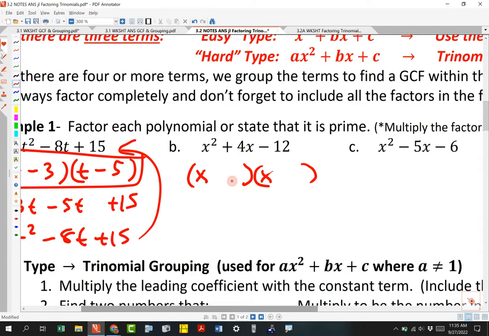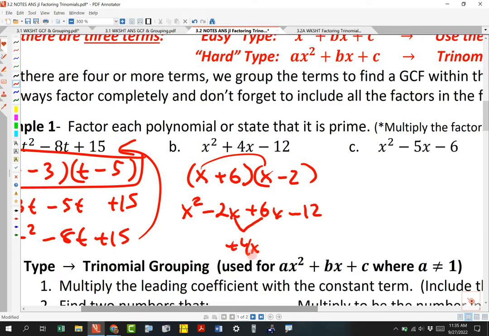Sai? 6 and negative 2. Okay, now you mean positive 6, right? Yeah. Okay, positive 6 and negative 2. Let's double check. X times x is x squared. X times negative 2 would be negative 2x. The 6 times the x would be 6x, and the 6 times the negative 2 would be the negative 12. These two are really the important double check right here. That's going to be 4x right here. So we do get back to the original polynomial at the beginning. So this right here is the answer.